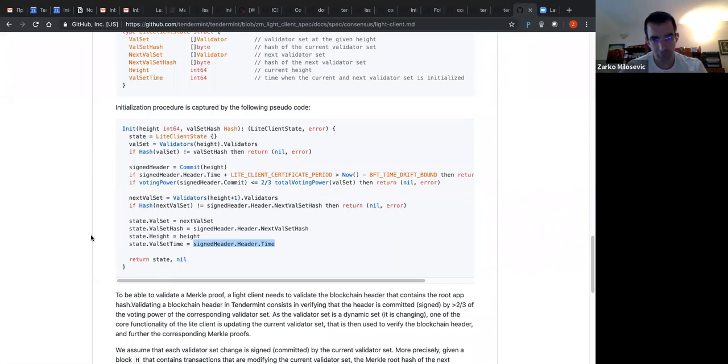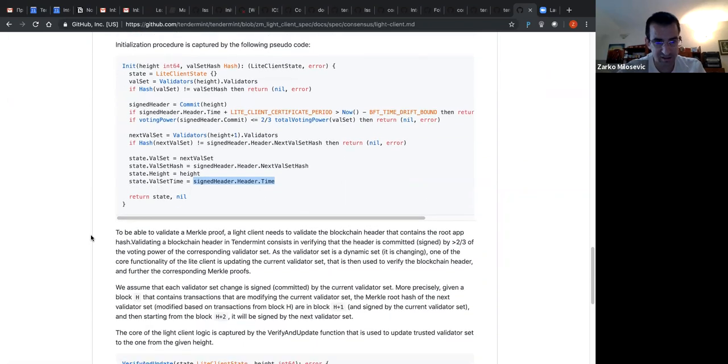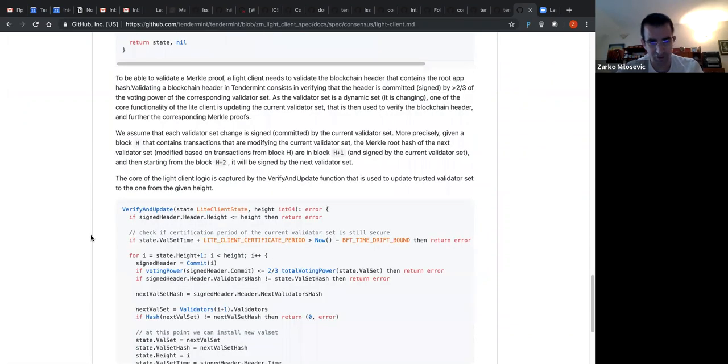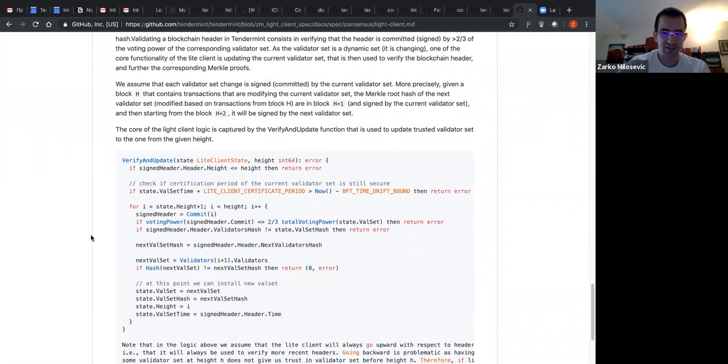If you want to check something from future heights, then we can do this, and this is more or less the procedure for doing this. Given the light client state, so given a trust in a particular validator set at a given height, this is a procedure for how we can progress our trust in the system for some follow-up height.